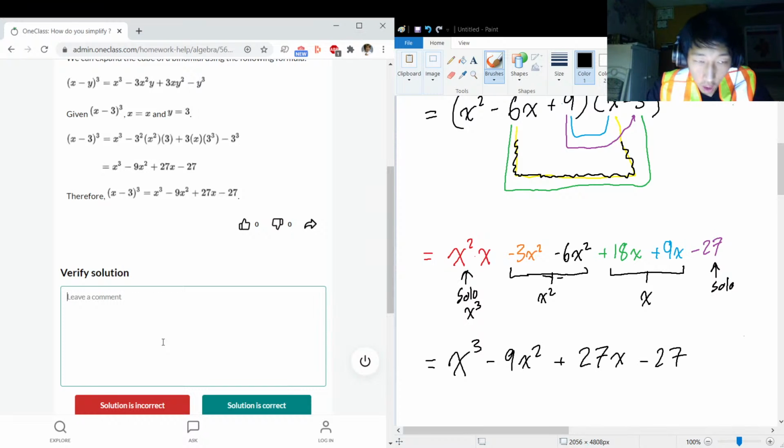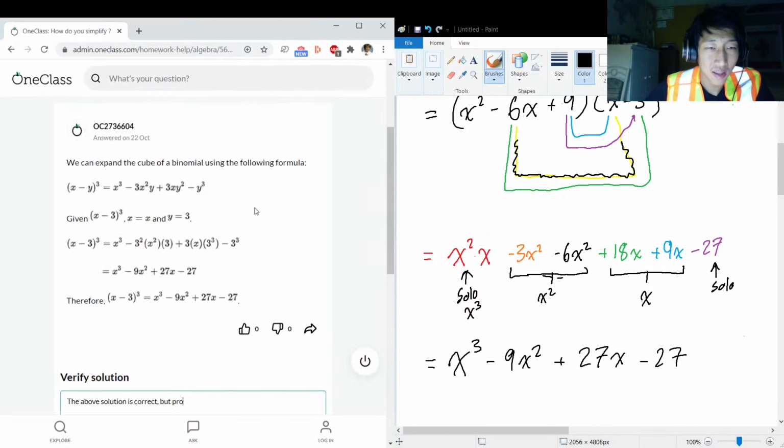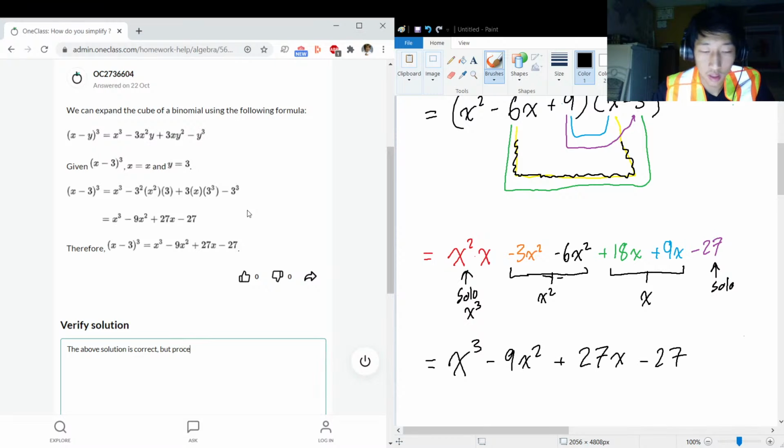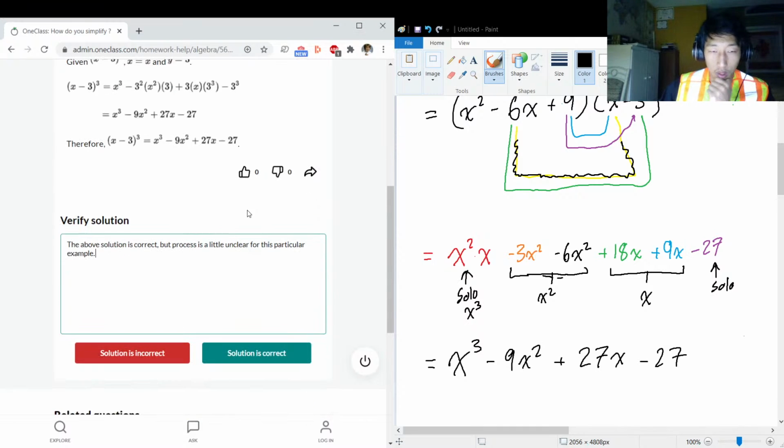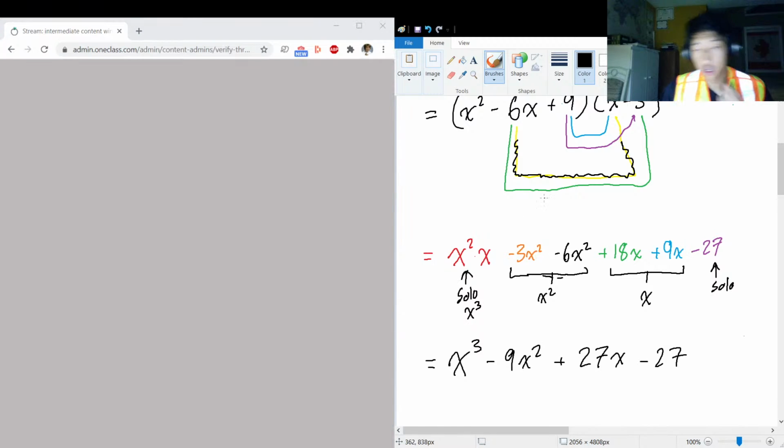Awesome. Okay, so the above solution is correct, but the process is a little unclear for this particular example. Okay. Solution, Gucci.